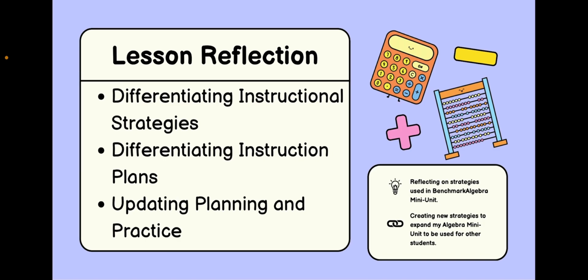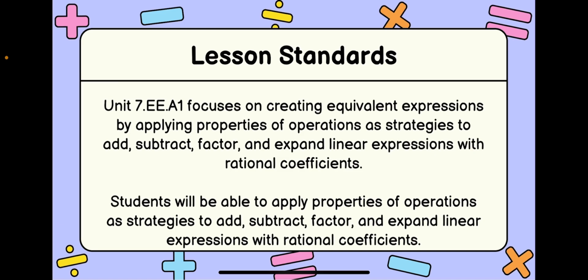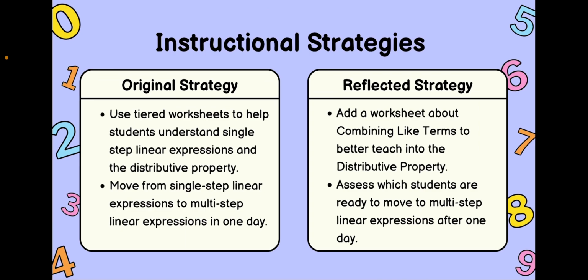This lesson reflection is going to be covering strategies that I initially used for my benchmark algebra mini unit for Topic 7. So my standard is going to be the same as it was previously, and the goal is to have students apply properties of operations as strategies to add, subtract, factor, and expand linear expressions with rational coefficients.